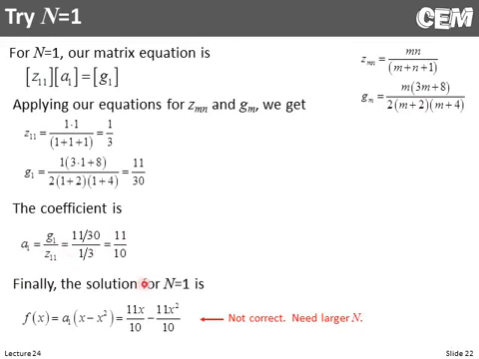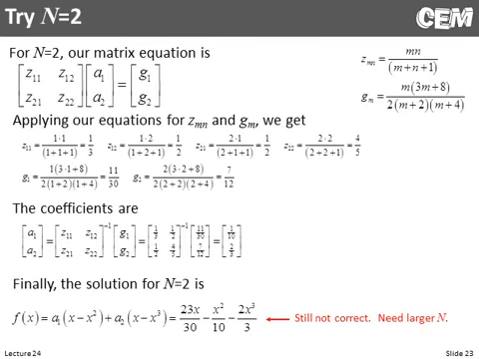So finally the solution is we have our weight, we multiply it by the expansion function, and this is what we get. Well, this is not correct. That's not the solution that we already know that we found analytically real easily. So we need more than one basis function.